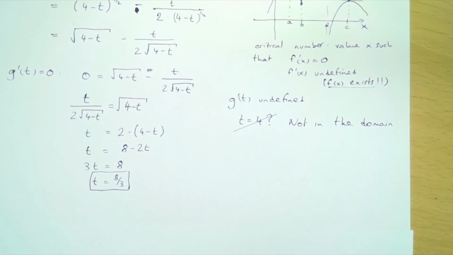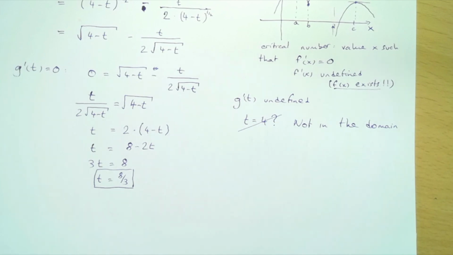Okay, so when we look for critical numbers, we are not interested in endpoints. Endpoints are only something we look for when we have a closed interval anyways. We'll talk about that more in the near future.